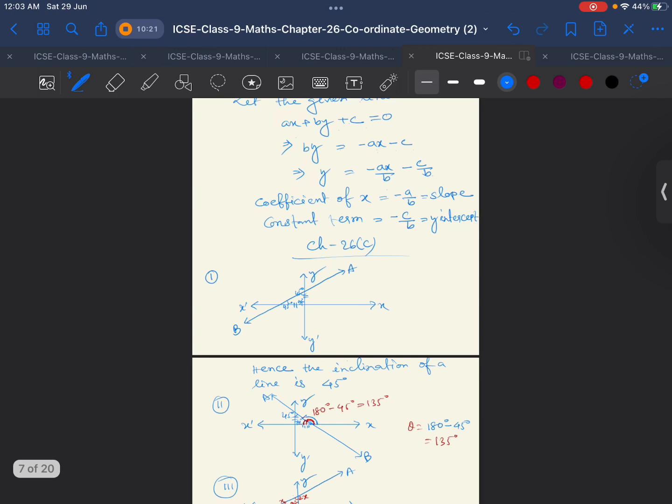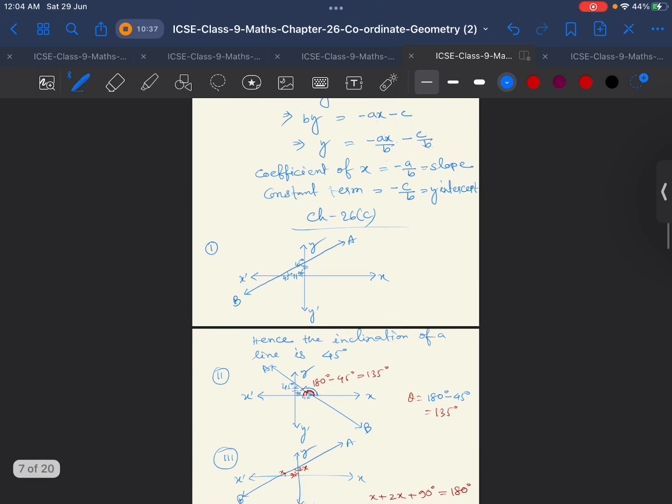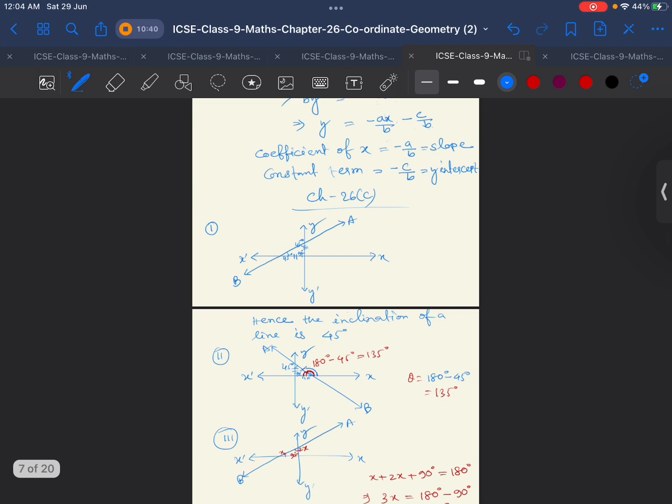Here the coefficient of x is the slope. The coefficient of x is minus a by b, so this is the slope, and the constant term here is minus c by b. This is the y-intercept. Okay. So now let's see chapter 26.